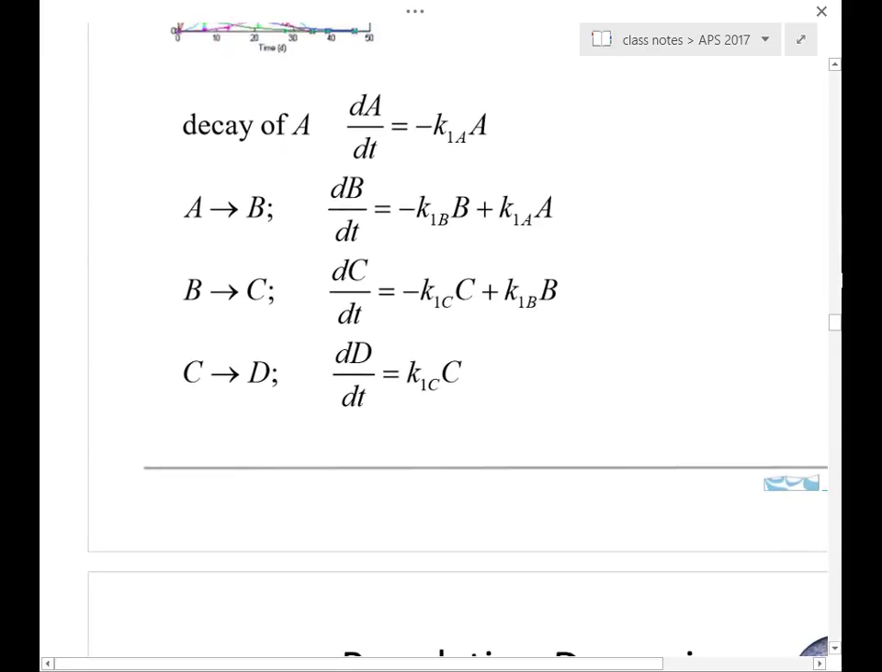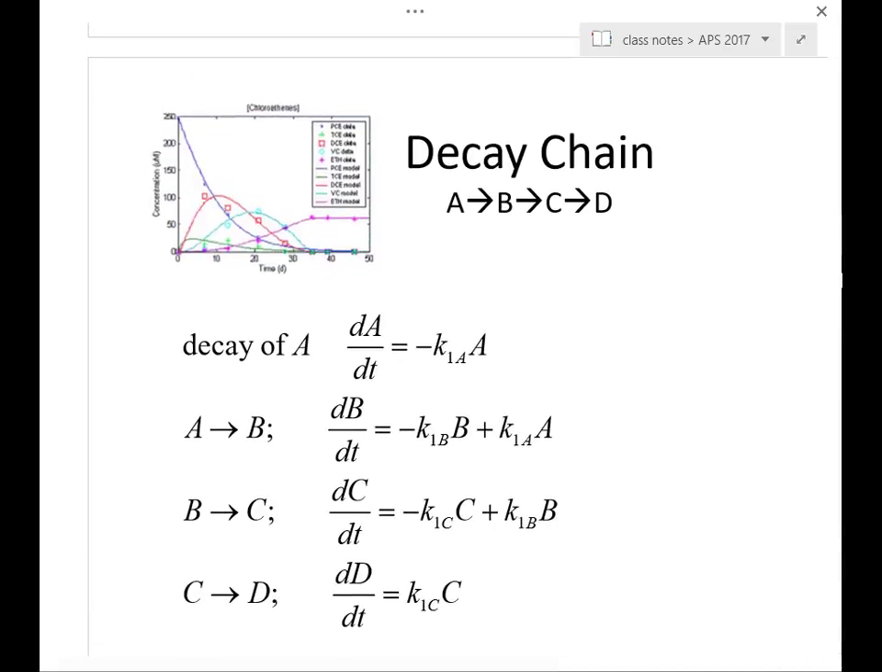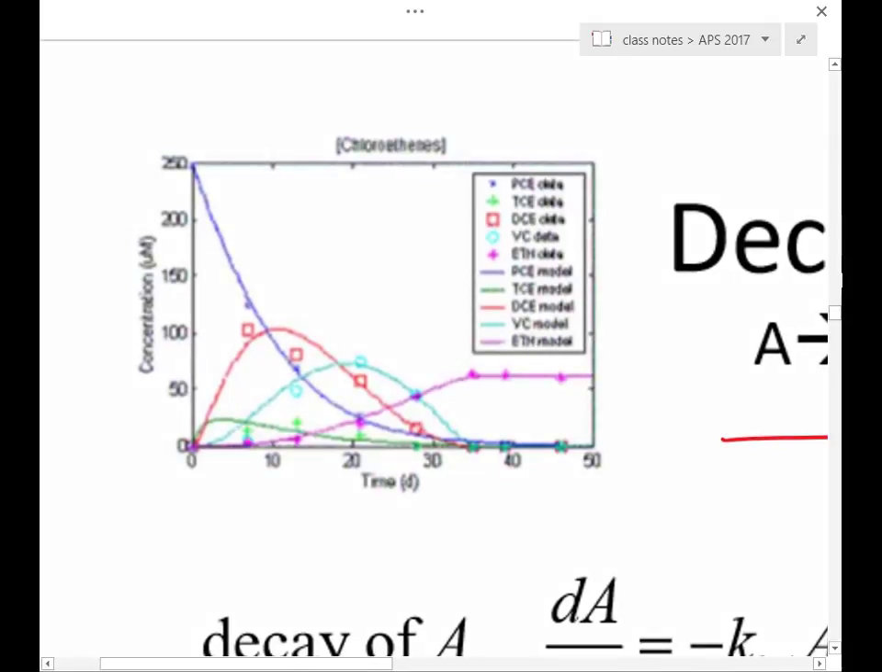Okay, so here's how we're going to implement that. Conceptually, we've got some things degrading and some things being produced, and sometimes it happens both simultaneously. So if we have a decay chain like this, and actually, by the way, here's some experimental data for this PCE, TCE degradation sequence, and you can see the points are the data and the lines are kind of best fit, and it looks very much like the concept that we had on the previous page.